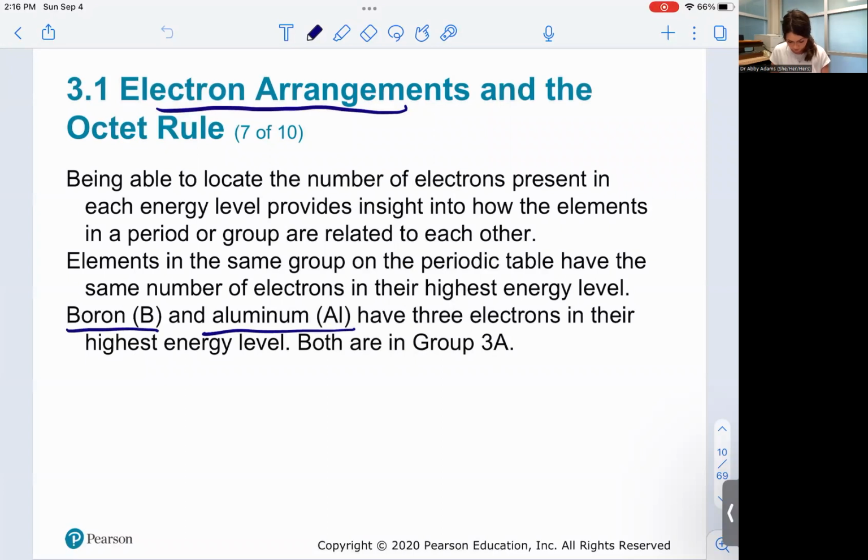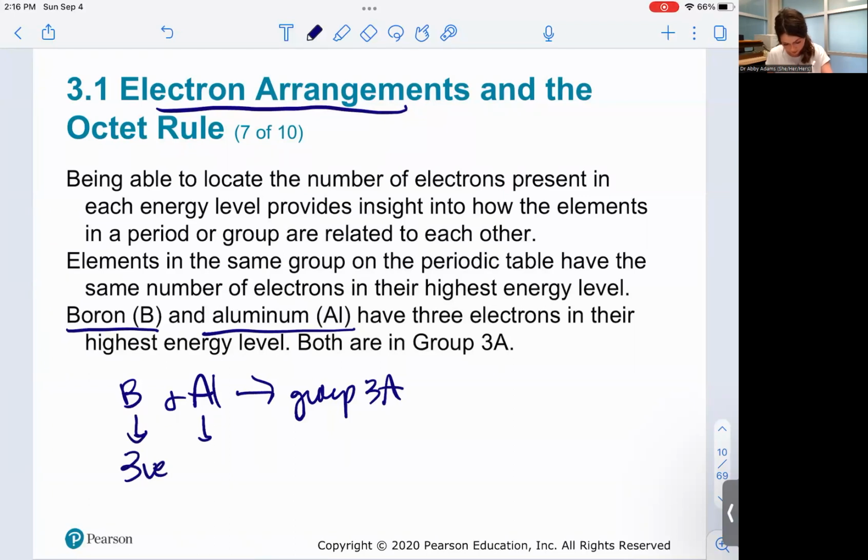Boron and aluminum are both group 3A, and that means both of them have 3 electrons in their maximal energy level. They just have different levels for where those 3 electrons are going to sit.